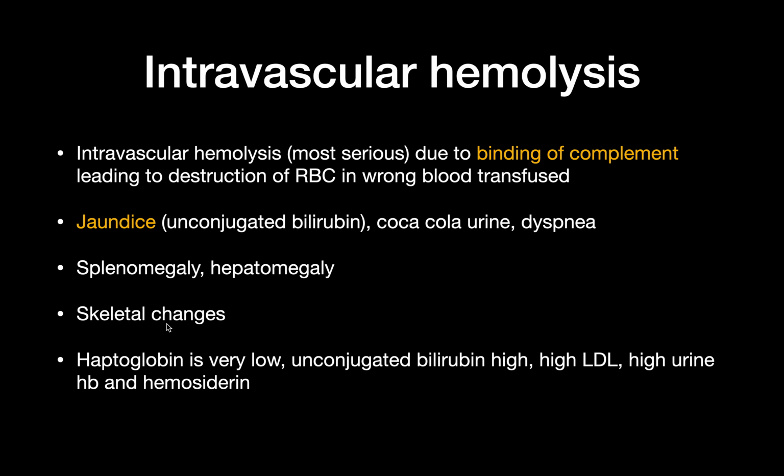So there's going to be destruction of bone, and then the bone's going to rebuild on top of it, but it's not going to be ordered. As a result of the lysis of the red blood cells, the haptoglobin is going to be low, but the unconjugated bilirubin is high. That's going to lead to the hepatomegaly. There's going to be high LDH thanks to the liver not working, high urine hemoglobin. So the hemoglobin is going to be excreted along with hemosiderin in the macrophages.